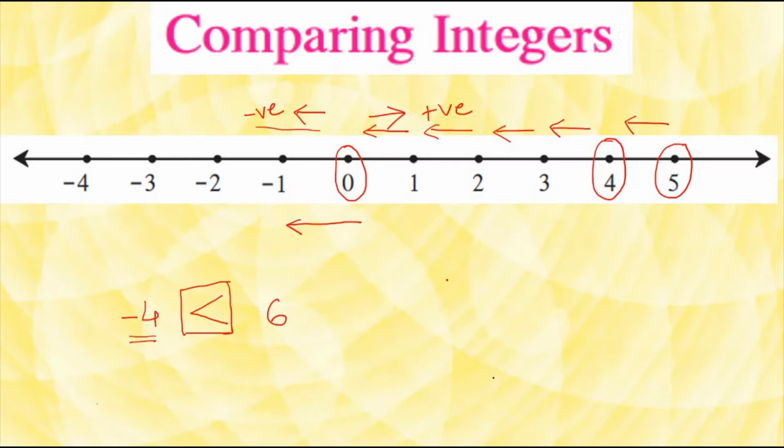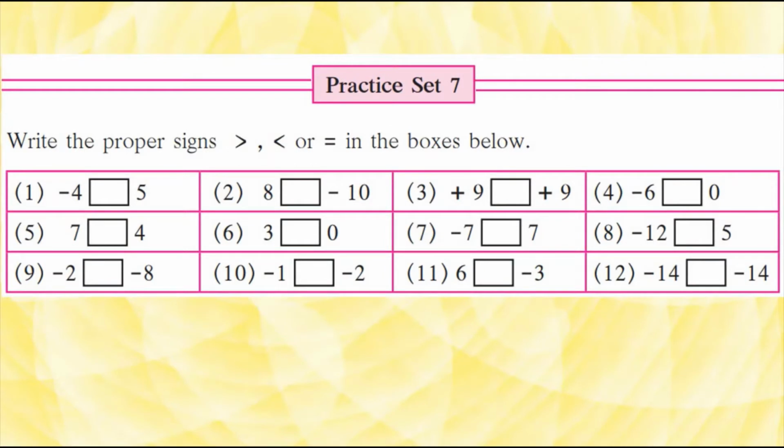If we take one more example of 0 and -2. Once again, from these two numbers, -2 is on the left hand side of the number line, which means 0 is greater than -2 and hence I will put the open mouth towards the number 0. So this is how we are supposed to compare integers. Based on this, we have practice set 7. So we will begin solving practice set 7.